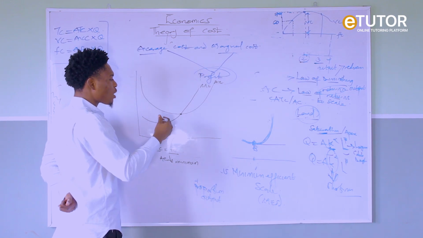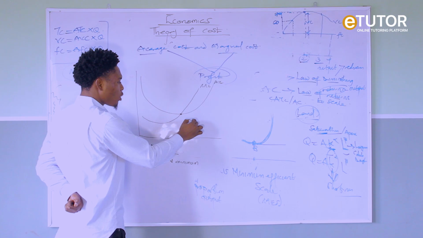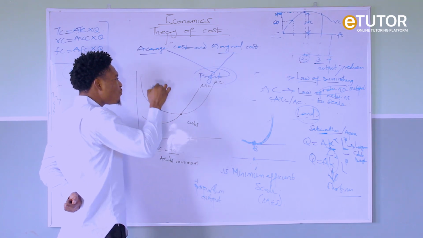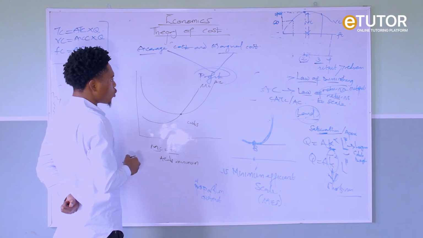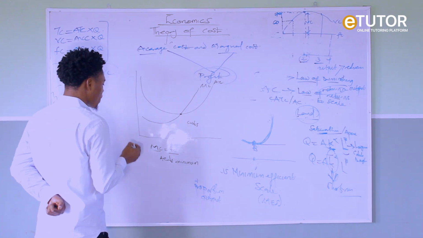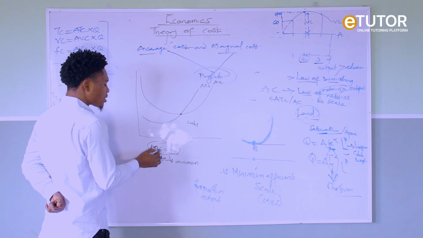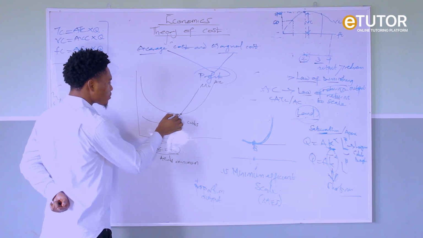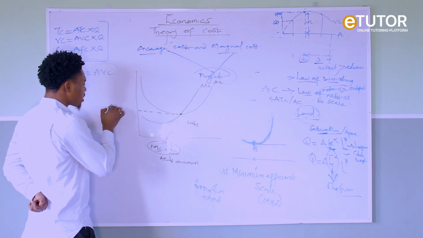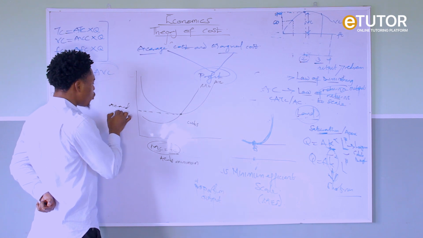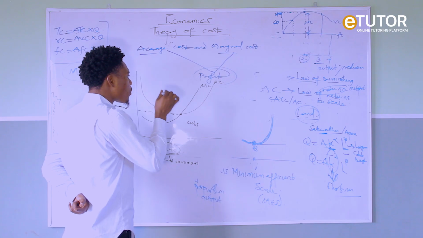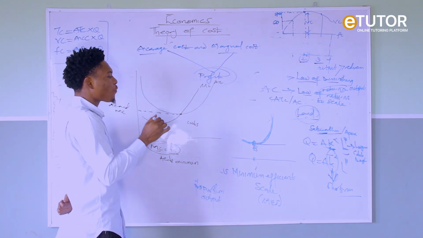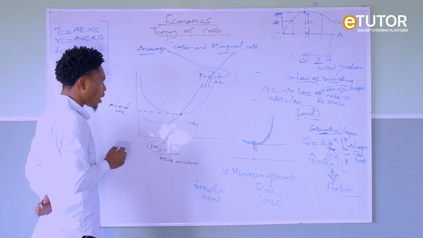Remember that the marginal cost cuts the average cost at the lowest point of the average cost. Now that's the first thing you need to know. Average cost and marginal cost are equal whenever, so this is the intersection of AC and MC, where they are both equal. At what point? At the minimum point of the average cost for profit maximization. Do you get that now?